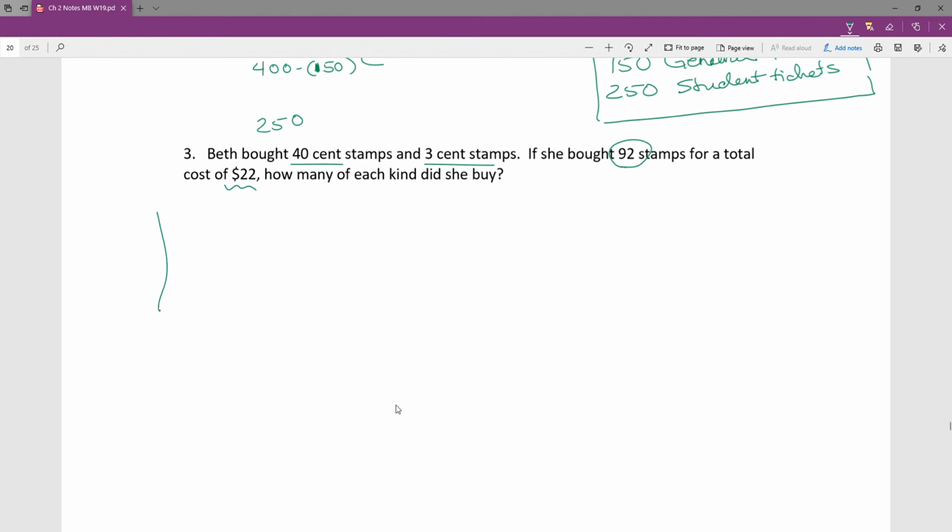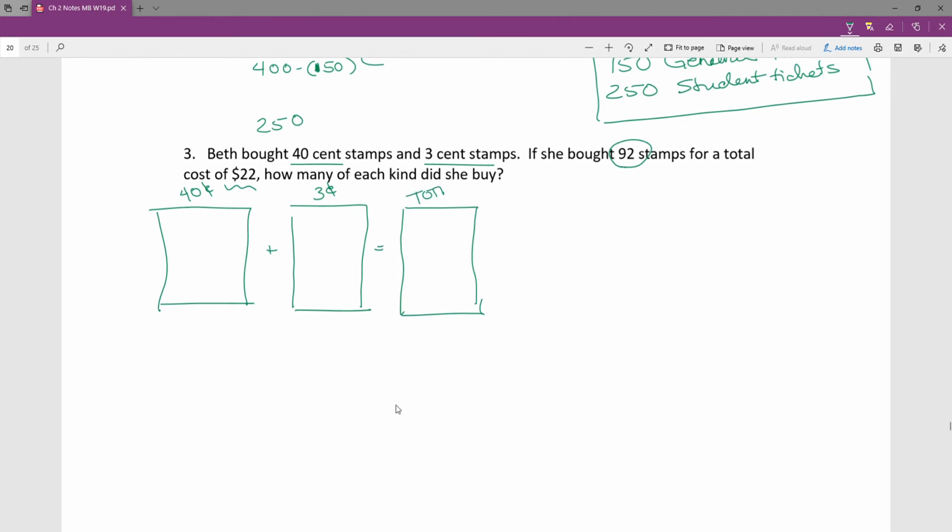Okay, so I've got two different kinds of things coming together. I've got the 40-cent stamps and the 3-cent stamps. And I've got this idea that they're going to combine to a total because it's a mixture of things. And just to remind us, on the top of my charts are the number of each of these, and on the bottom is the value of each of these things. So there's two numbers that I can fill in here in a pretty straightforward way. That's 92 stamps, that's the total number of things. And this $22 is the total value of things.